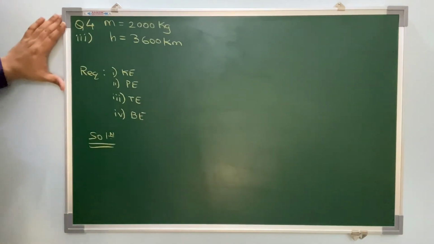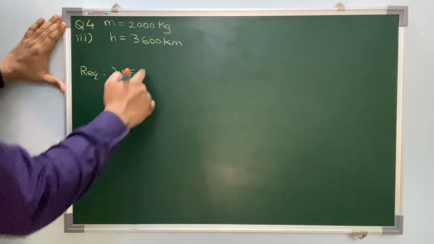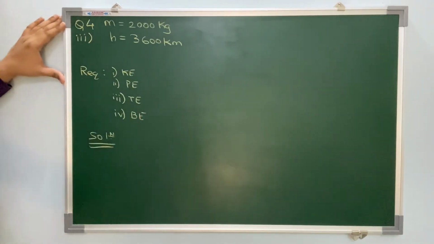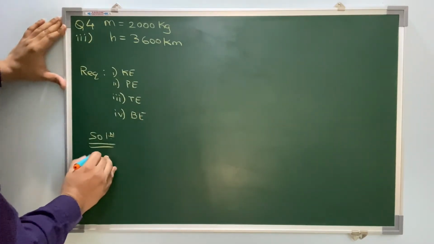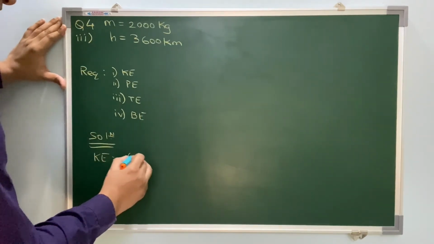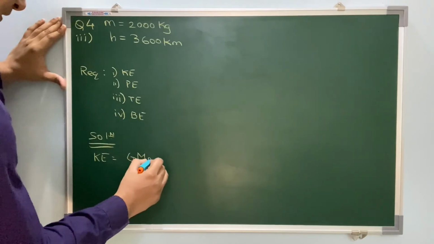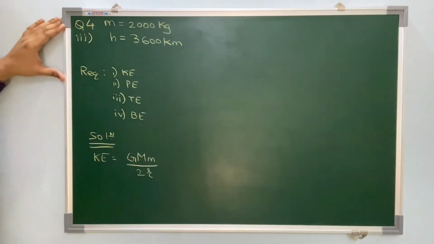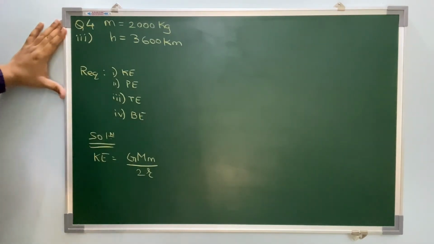So let's first find out the kinetic energy. Once we get the kinetic, we already know the total and binding, right? And the potential, we can just use the relationship. So let's find out the kinetic energy. The formula is G capital M small m divided by 2 times small r, and small r is nothing but capital R plus h.